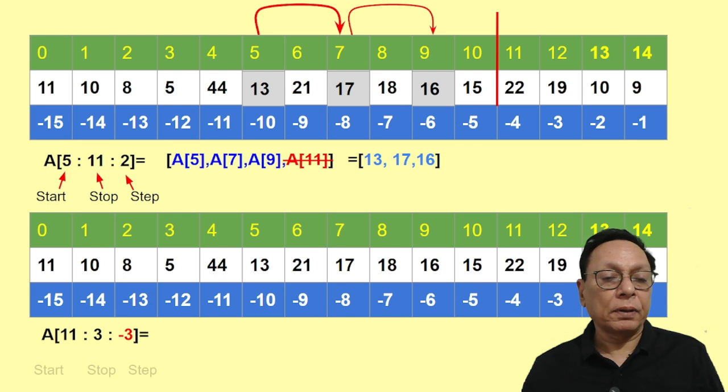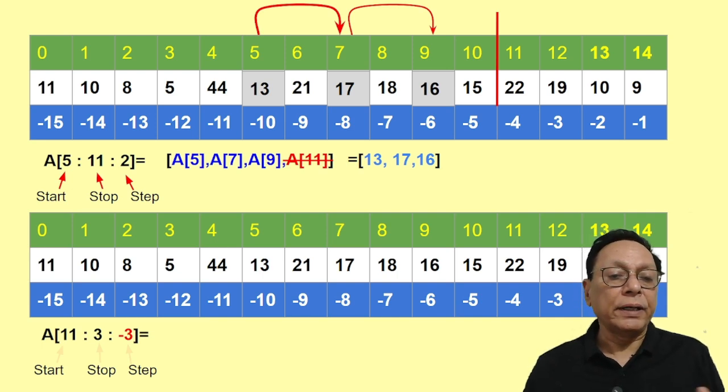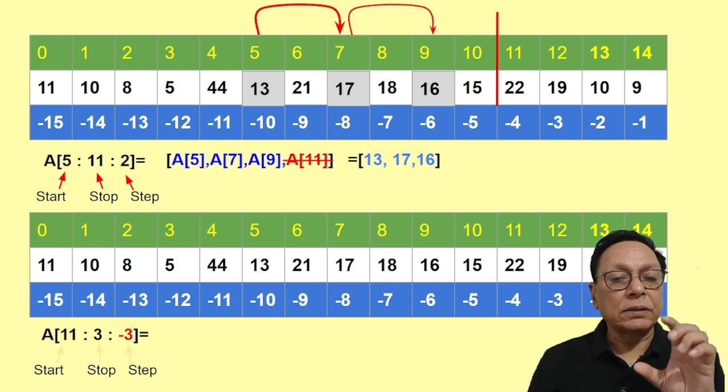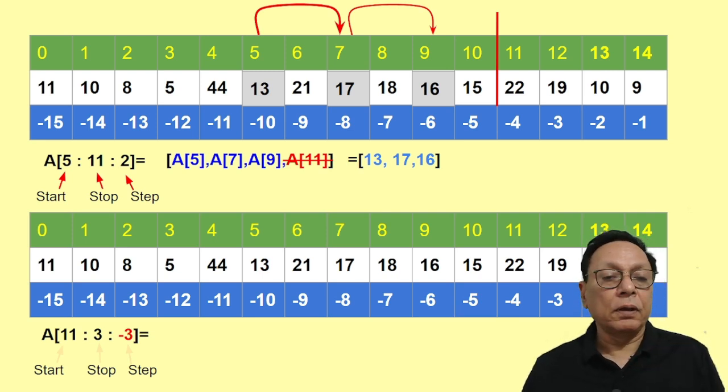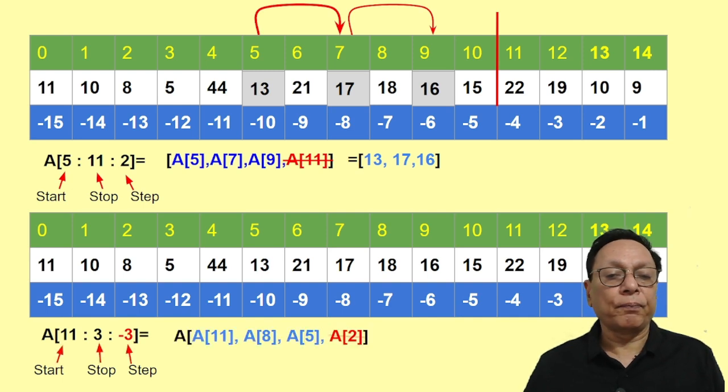Taking another example where the starting index is 11, the ending index is 3, and we are moving right to left, with a step of minus 3. So while moving towards left, the step should be minus 3. From 11, so see the jump: 11, then step of 3, 8, then step of 3, 5, then step of 3, 2, right to left, and A2 will be excluded.